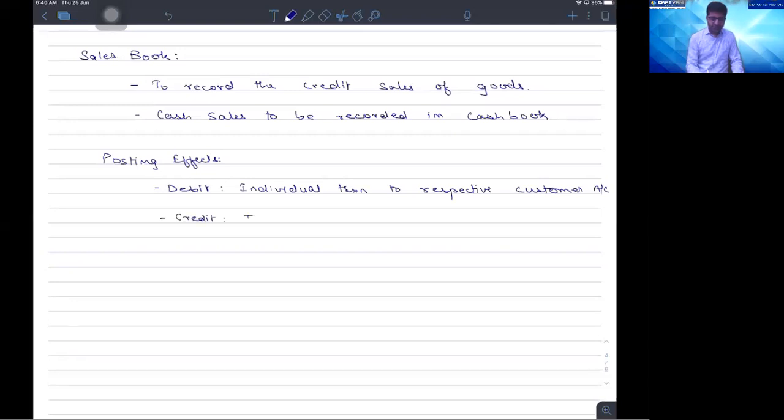Total of amount column or individual product column. कब? जब आप कॉलमनर सेल्स बुक बनाओगे तो product column, that is in columnar sales book.